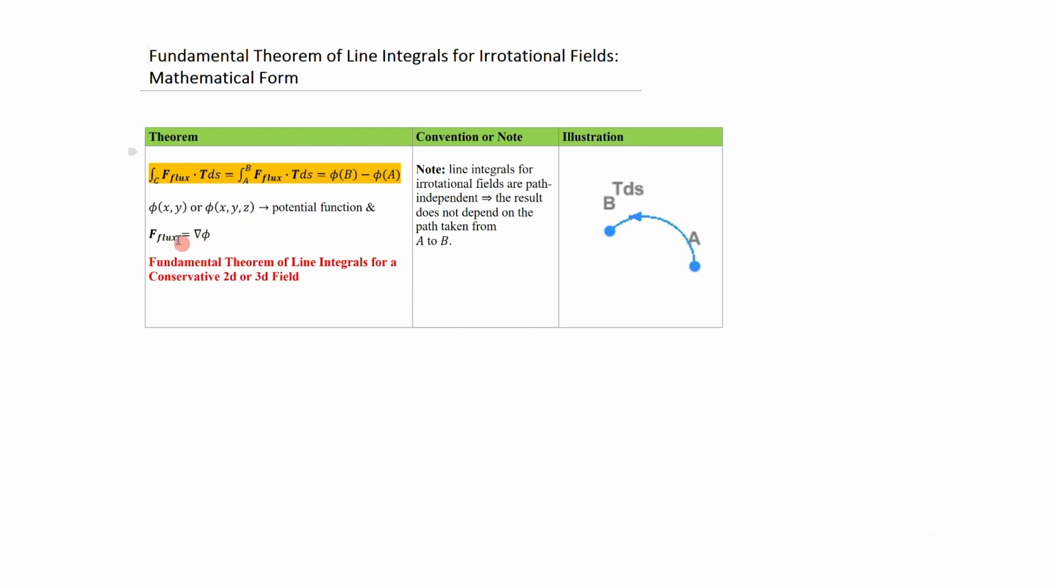So if we substitute F flux into this expression and integrate between point A and point B, we find that's equivalent to evaluating the scalar function at point B minus the scalar function evaluated at point A. That's this result, given the fact that F flux is the gradient of a scalar potential. This is a fundamental theorem for line integrals for a conservative 2D or 3D field.